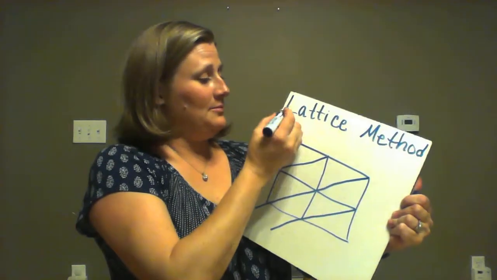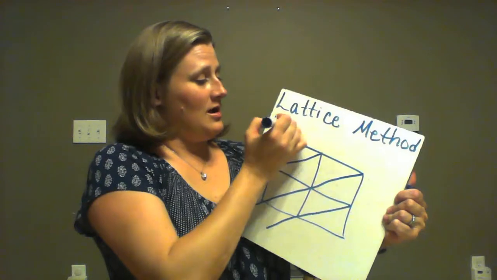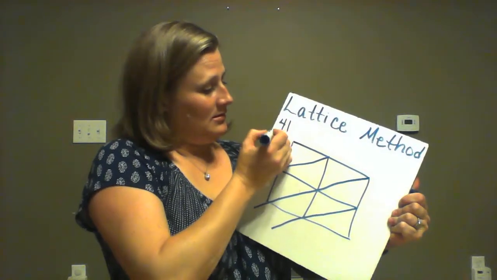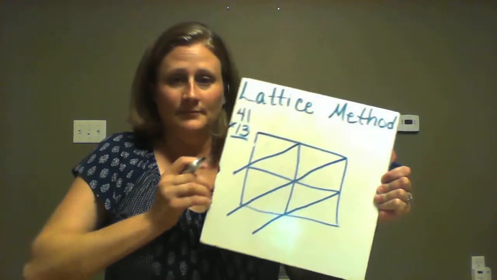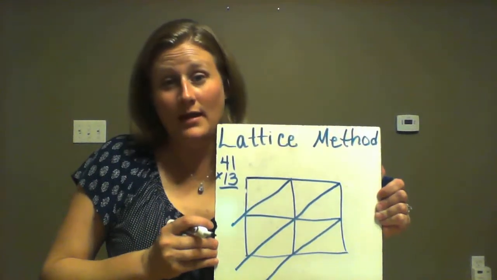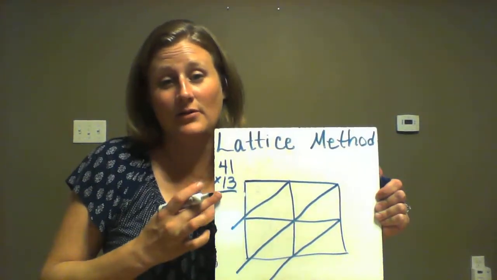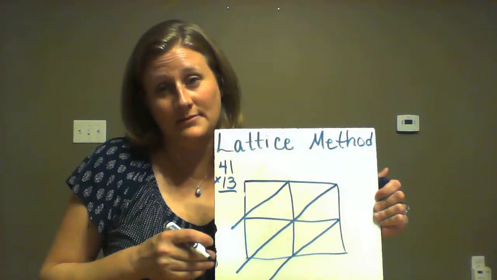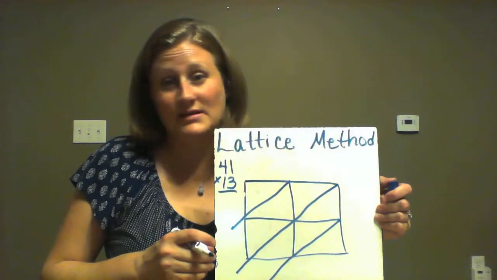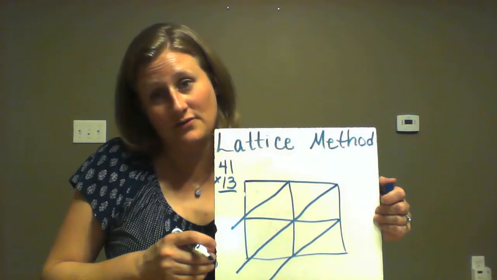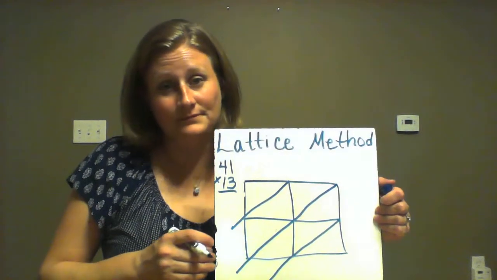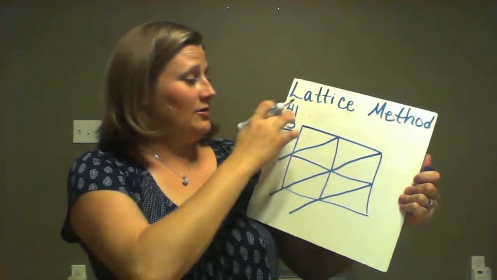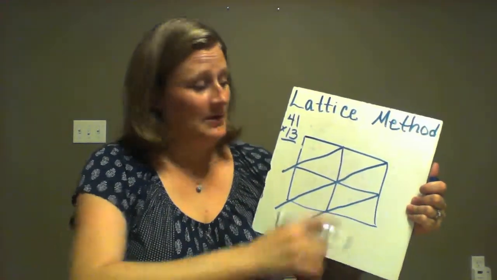Let's say that we are multiplying 41 times 13. Now you can absolutely do the standard algorithm to figure this problem out. But for some students, that's entirely too difficult for them to do because they don't know their math facts very well. So we are going to do the lattice method.